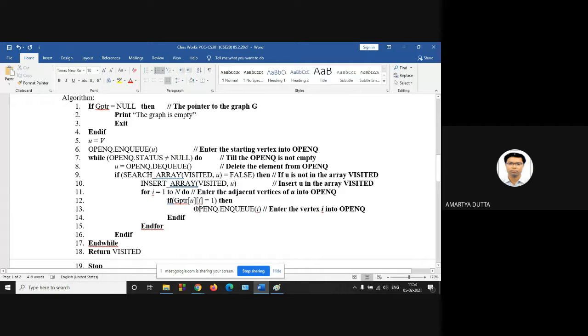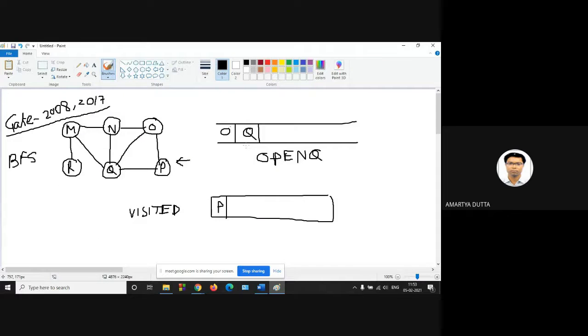Next again, open queue. O and Q are enqueued in open. So P is scanned. Next O and Q, these are inserted, right? Starting from P, we are getting O and Q. You can write O and Q in the same order.